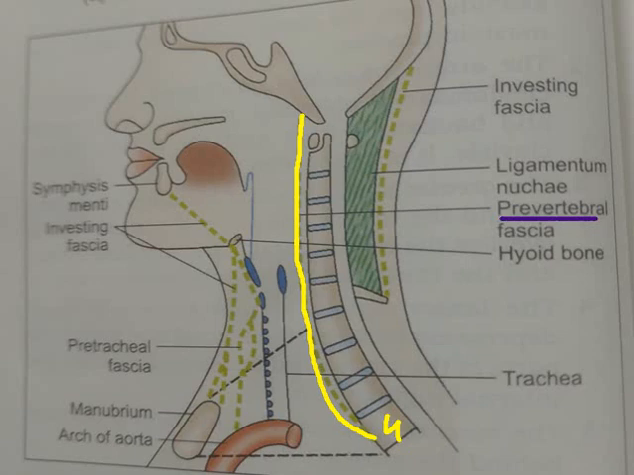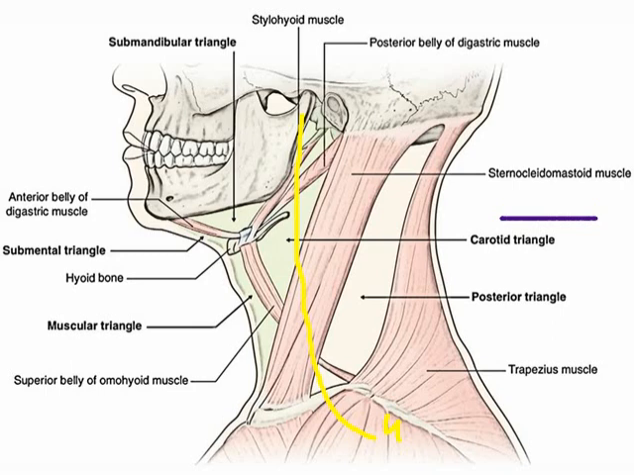So again, if we see this figure, here it is forming the floor of the posterior triangle, and it is going deep to this trapezius muscle. This is the trapezius muscle. So it is going deep to the trapezius muscle. So this is about the prevertebral fascia.